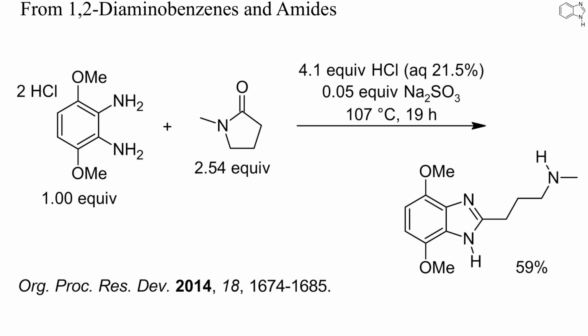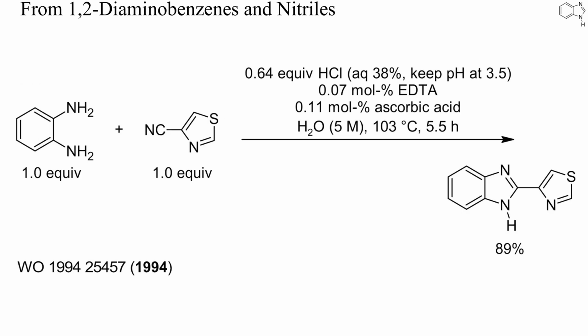Lactams, like formamides, are more reactive than simple non-cyclic amides. Here, a particularly electron-rich diaminobenzene was acylated by NMP. Reflux with an excess of aqueous hydrochloric acid and catalytic sulfide brought about benzimidazole formation. Also, nitriles can serve as carboxylic acid equivalent for the preparation of benzimidazoles. Under the optimized conditions shown here, thiabendazole was obtained in high yield, again under acidic reaction conditions.